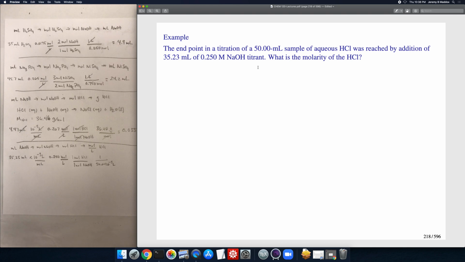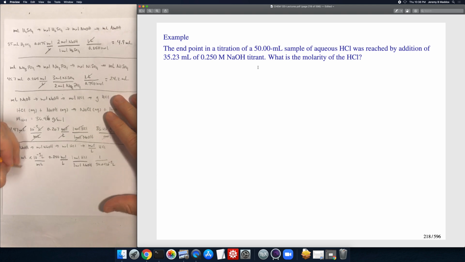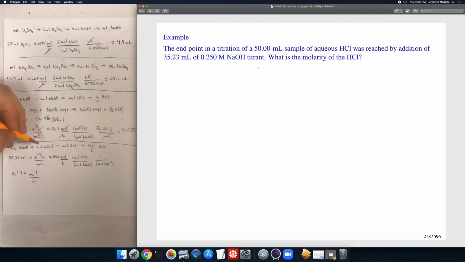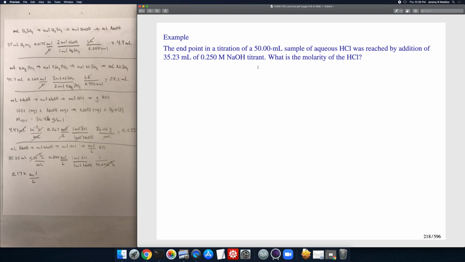So I'm getting 0.1762. Looks like I should have only 3 sig figs, so that should be 0.176 moles per liter. And so that's the answer to this problem. It looks like I did not need that 10 to the minus 3 after all. It canceled out, so I could have left that out. Nevertheless, we still get the same answer.